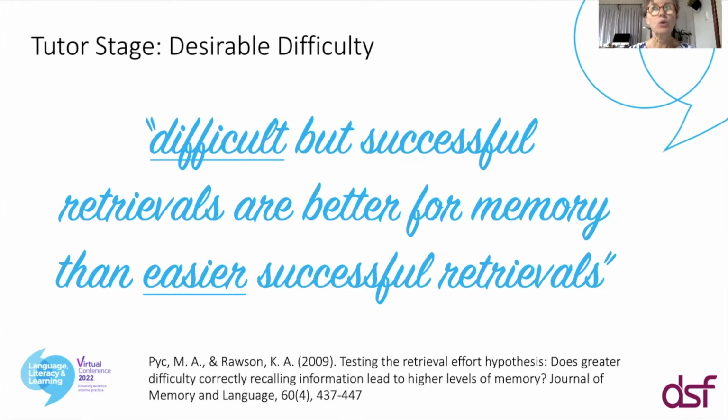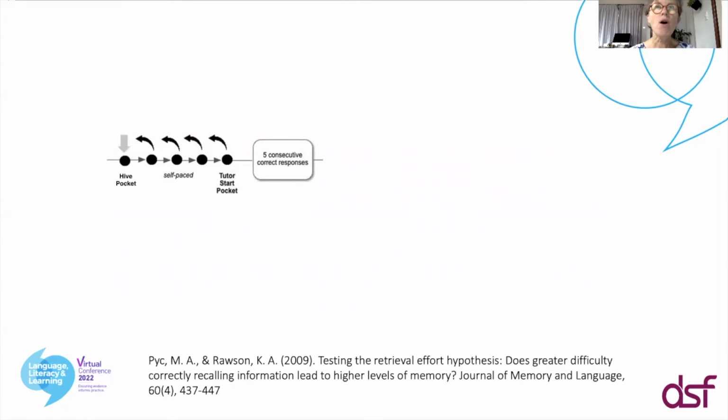Pike and Rawson sought to further explore the characteristics of desirable difficulty. Their investigation revealed that difficult but successful retrievals are better for memory than easier successful retrievals. They found that multiple repetitions of learning items reduce the desirable difficulty and therefore the durability of learning. The number of potential repetitions within the original process was very high because each time a flashcard tested incorrectly, it was returned to the hive, which was the start of the process. Pike and Rawson's work suggests that these conditions may reduce desirable difficulty and also learning efficiency.